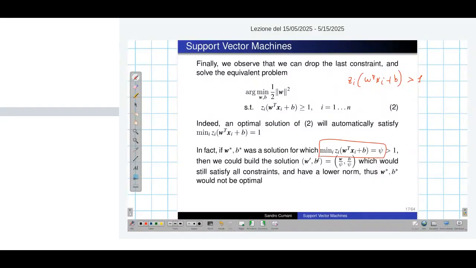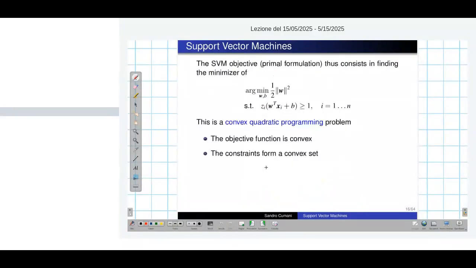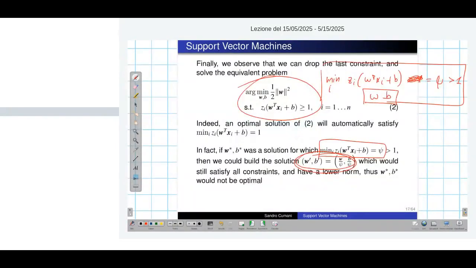So let's imagine that the minimum of this over i is not 1, but it's a value psi that is greater than 1. That means that, now let's imagine W and B is an optimal solution of this problem. Now, if W and B is an optimal solution of this problem, which does not respect these minimum constraints, then W and B is an optimal solution for which there exists a point Xi for which the minimum over Xi of these terms will be strictly greater than 1, will be equal to psi.